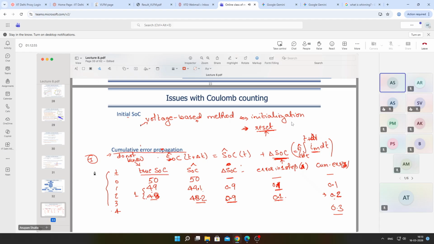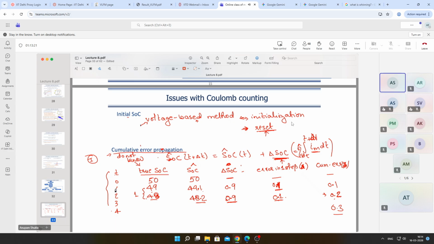What we have here is time instants, and I've just digitized them to say zero time instant, then 1, 2, 3, 4. So that's your first column. Then what is the true SOC of the system? This is a value that we do not know. But just to explain the concept, let's say at time t equal to 0, the true SOC is 50.